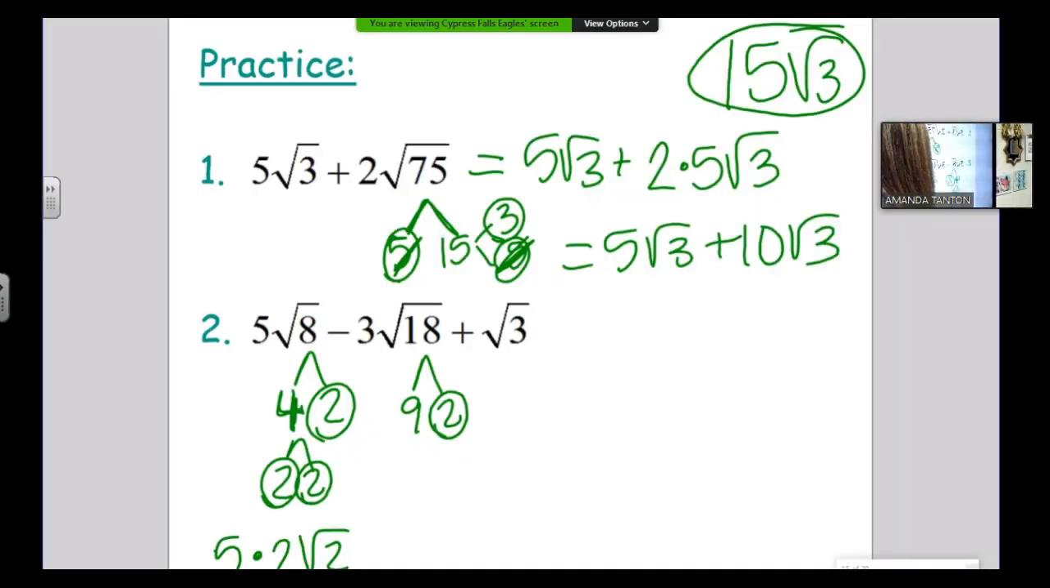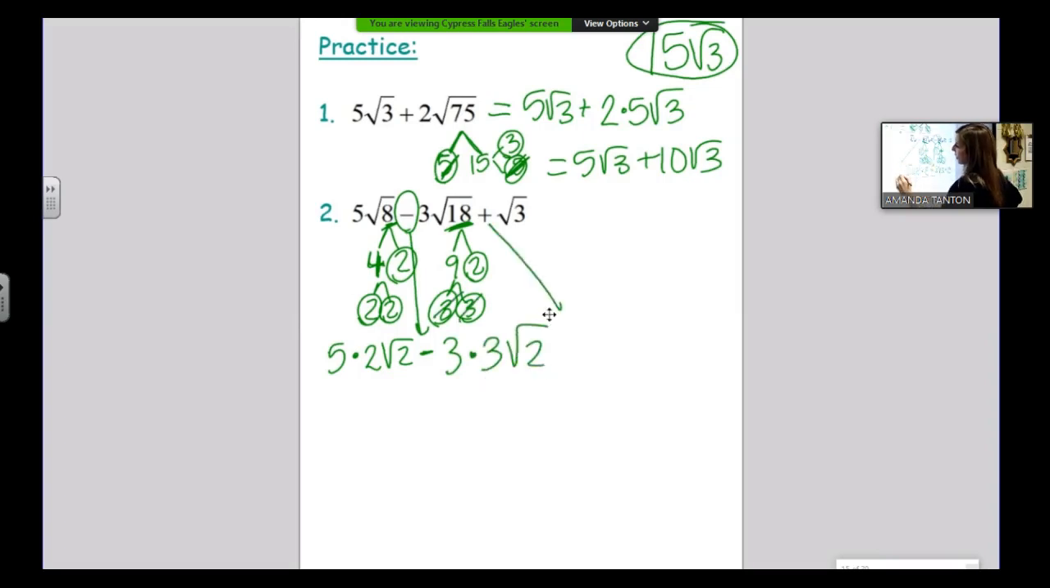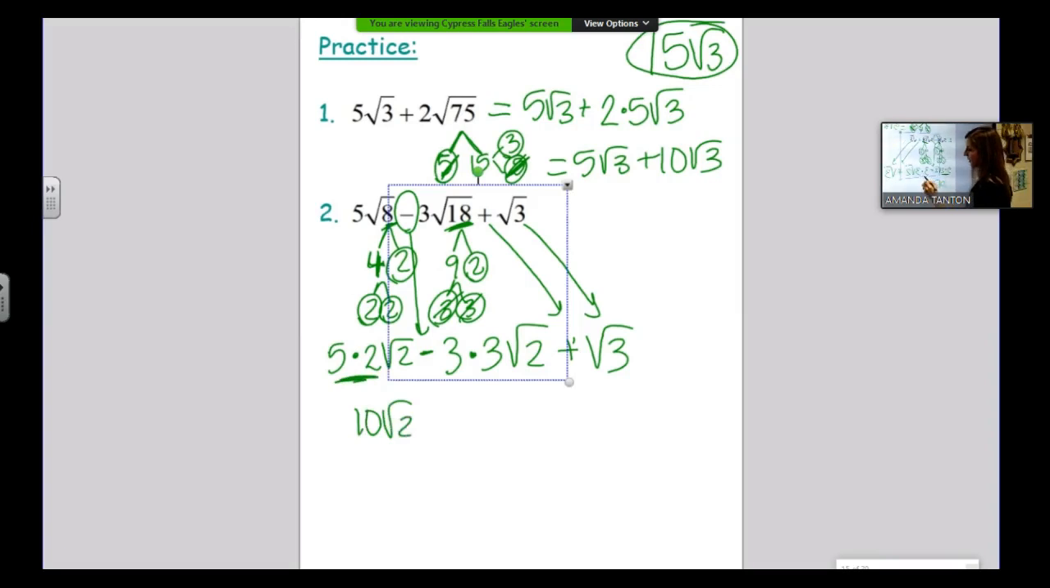Okay, so what I'm doing is I'm working on each one of these that was not fully simplified. 8 was not simplified. 18 was not simplified, so I am factor treeing like crazy. So this is minus. I brought that minus down. There was already a 3 there. A 3 escapes. And a 2 was left over. I'm going to bring that plus down. And there's nothing to do with that root 3, so I'm going to bring that root 3 down. I'm going to clean this up a little bit. 5 times 2 is really 10 root 2 minus 3 times 3 is really 9 root 2 plus root 3.